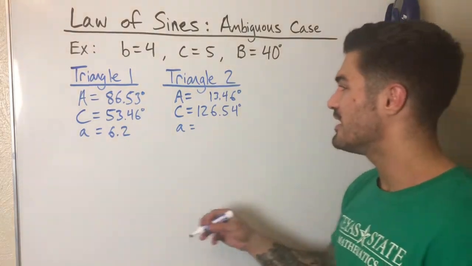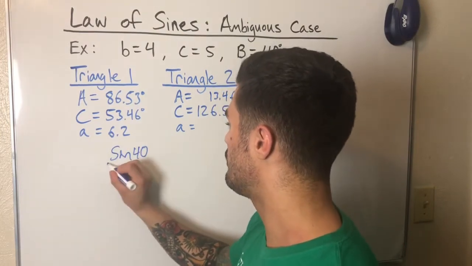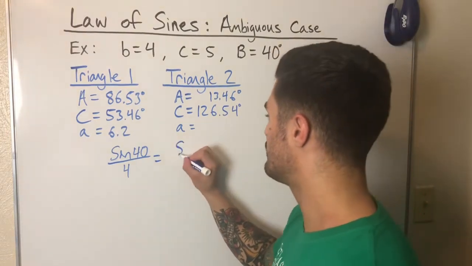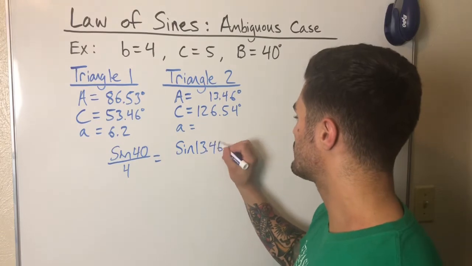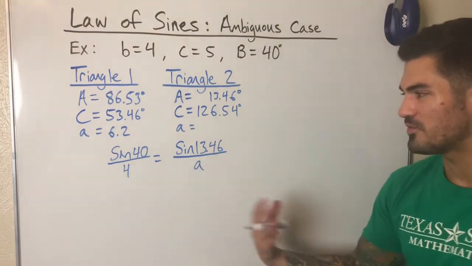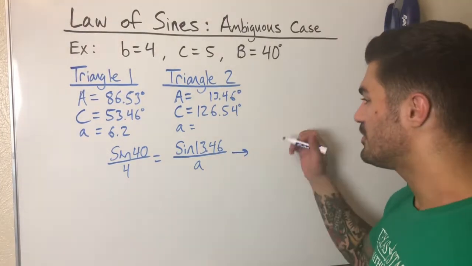How am I going to find side A? Law of sines. So I have sine of 40 over 4 equals sine of 13.46 over A. I could have flipped both sides before I wrote it down, I guess, if I would have planned ahead better. Sorry about that, but I'm going to flip both sides.